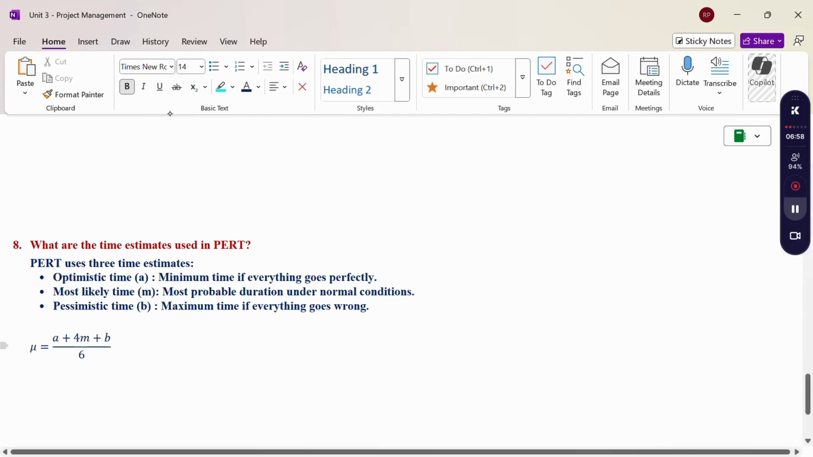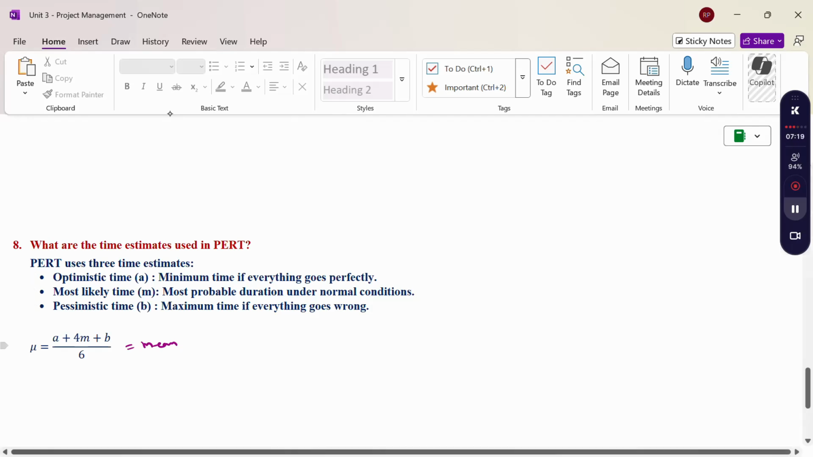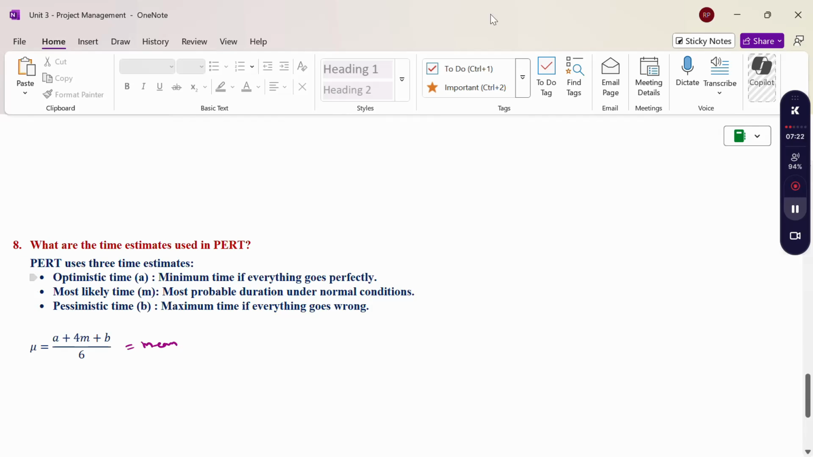So this is the mean calculation. The duration, or mean, is calculated as a plus 4m plus b, divided by 6. Using this calculation we get the mean value. Mean is nothing but duration. We have to consider three types of timing, and from these times we calculate the average time using this formula.